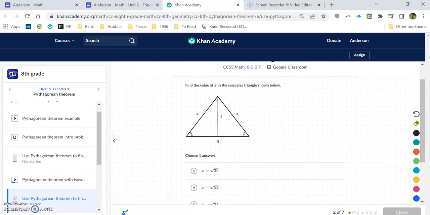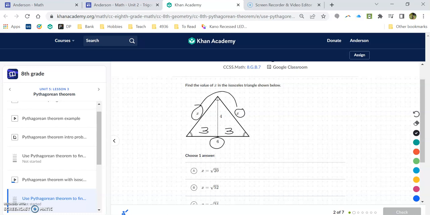Okay, similar but different than the last one. We are actually given this number down here, 6. Okay, that's the whole length. So we know that this is 3. And this is 3. And we're trying to find our x, which is both here and here. And we know they're the same. Like an isosceles triangle, two sides are the same.